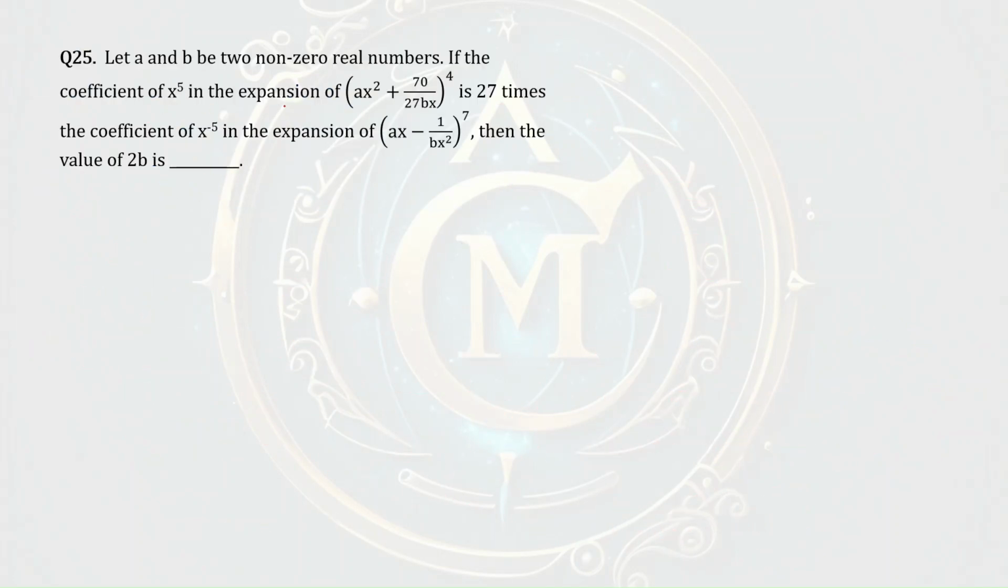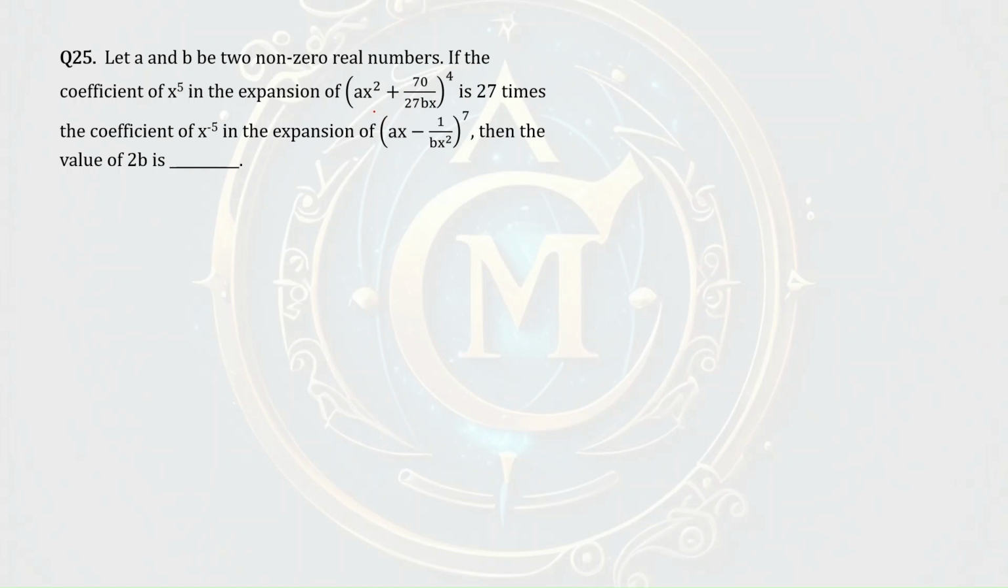This is the last question of this mock paper. It is a question from binomial theorem. Let a and b be two non-zero real numbers. So a and b are two non-zero real numbers. If the coefficient of x to the power 5 in the expansion of this is 27 times the coefficient of x to the power minus 5 in the expansion of this, then the value of 2b is asked.